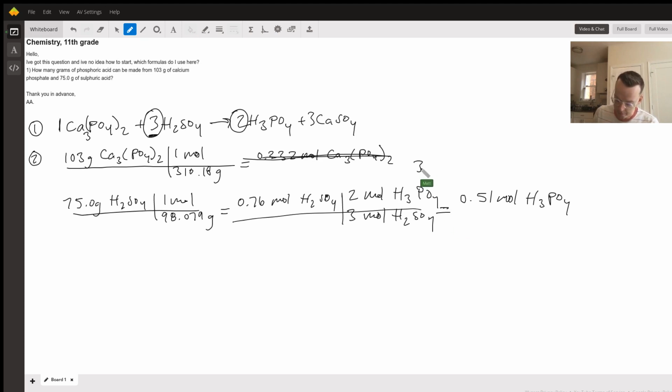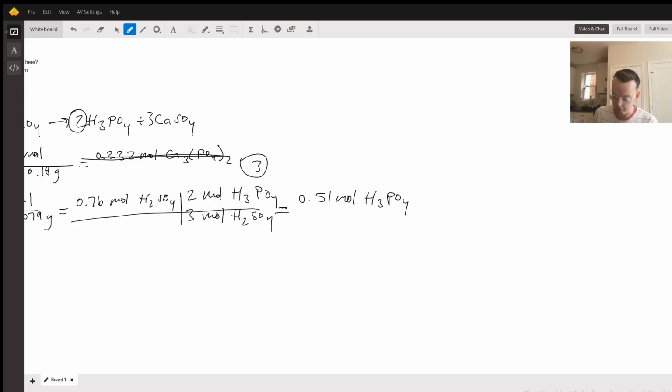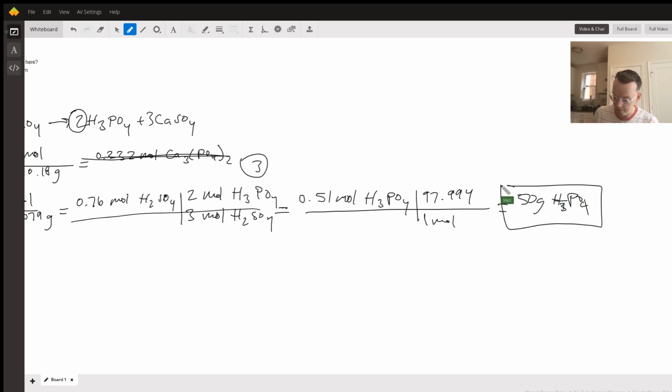So that was our step 2. This is kind of our step 3 right here. And so now we can just convert this product into grams, and we will be done. So for every mole of phosphoric acid, the molar mass is 97.994. And so we're going to end up with 50 grams of phosphoric acid as our last step.